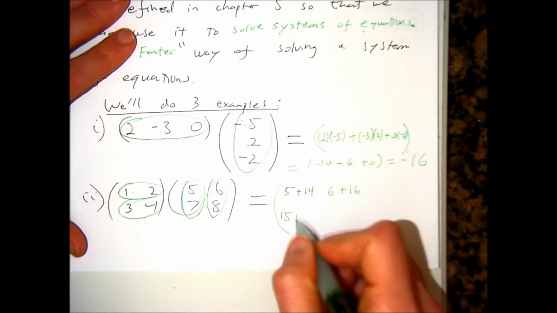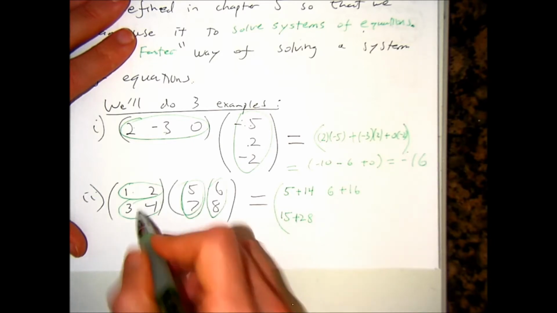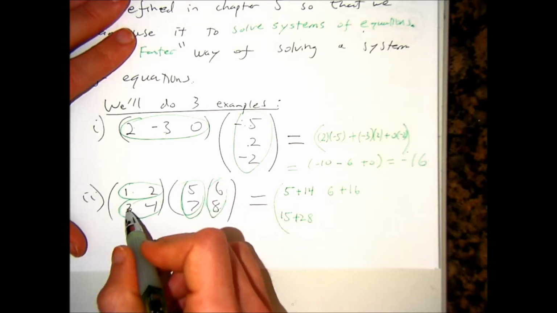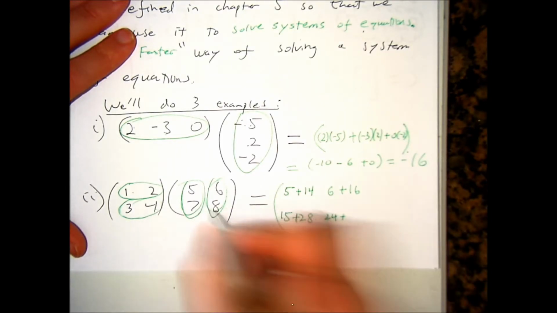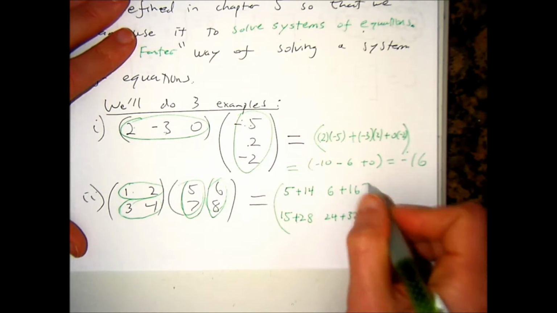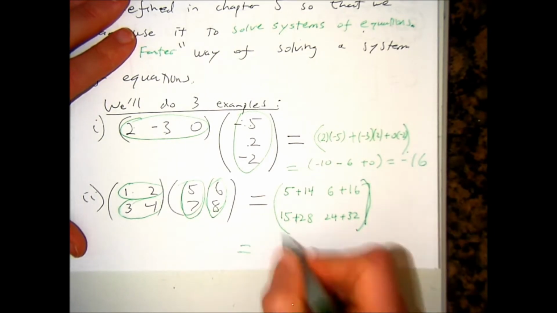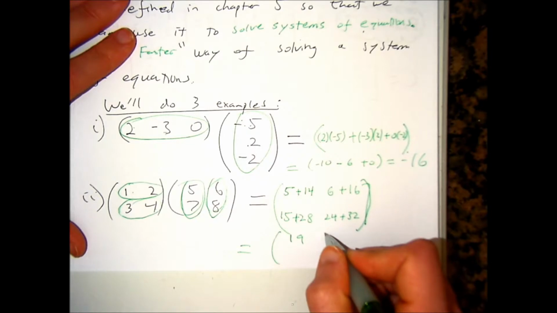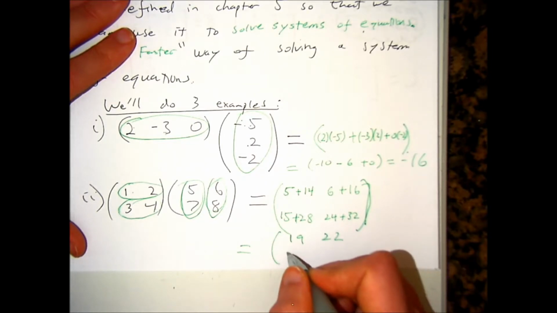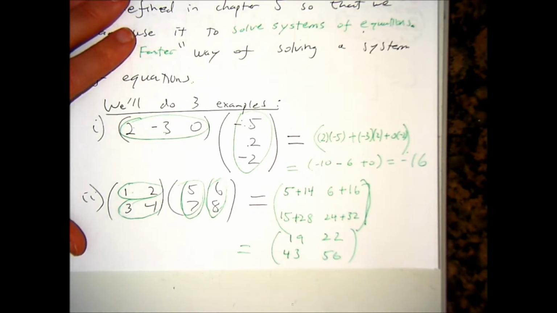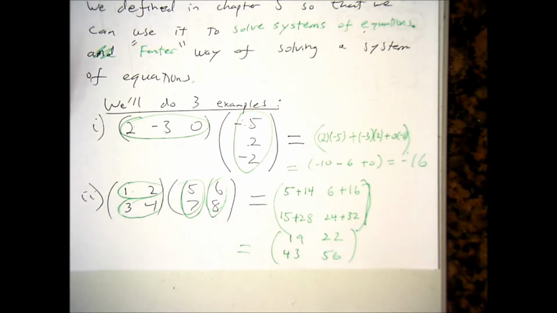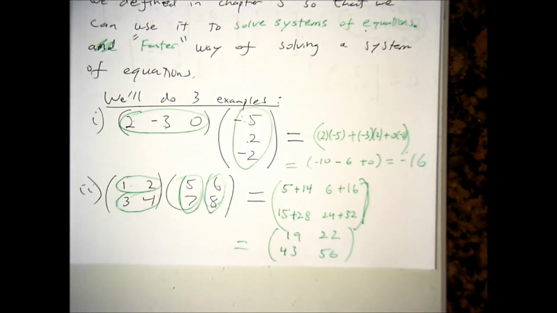4 times 7 is 28. This row and the second column. 3 times 6 is 24. And then 4 times 8 is 32. Whoops. Alright, all said and done, we get 19, 22, 43, and 56. Okay? So that's the matrix product for those two matrices. But that row and column thinking is what gets you through it.